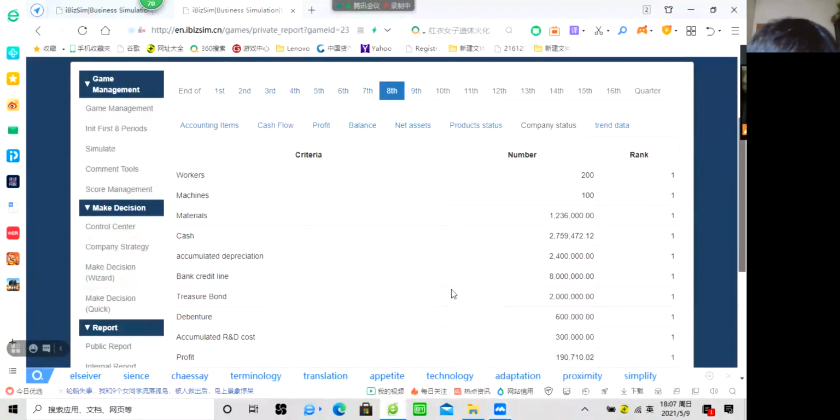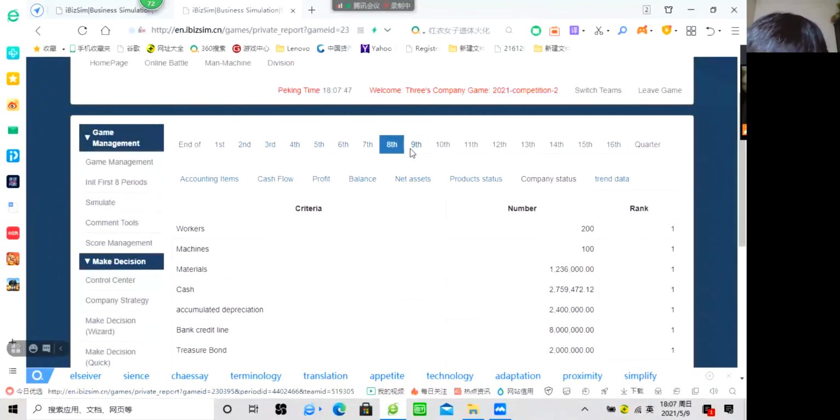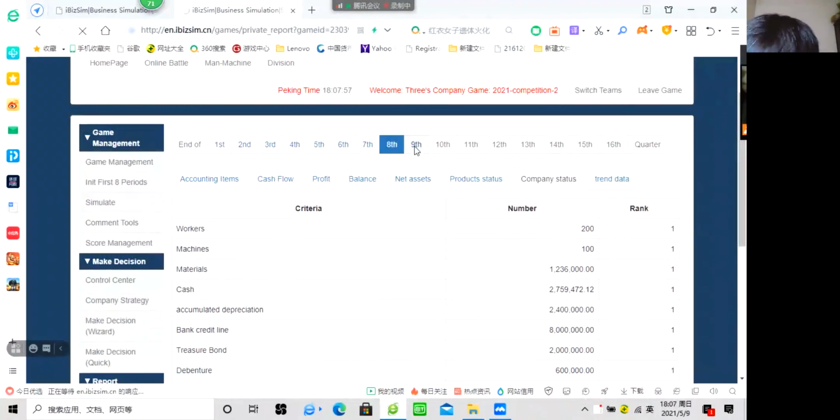So our net profit, although we earned a profit, is no good. Tax we paid, accumulated tax. So among our three companies, your ranking at the moment is number 1. But through nice competition, your rank will be changed. Okay, now let's go through that.